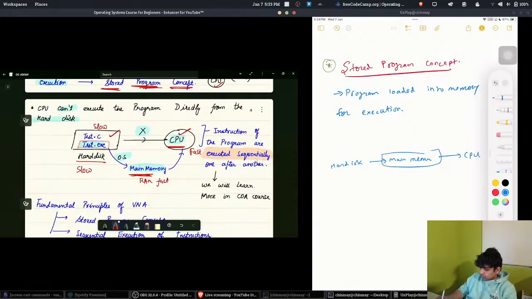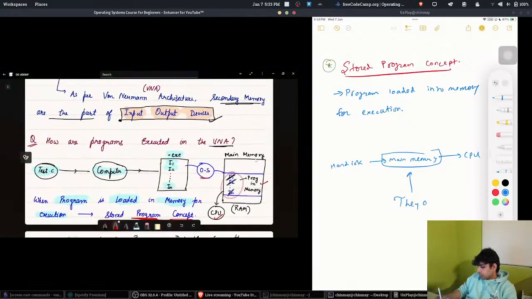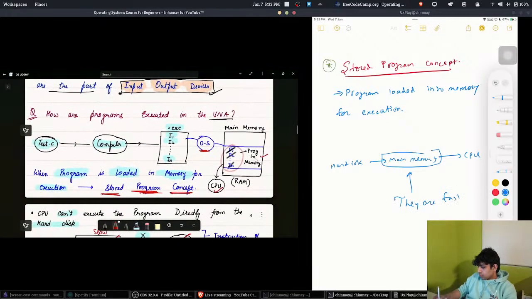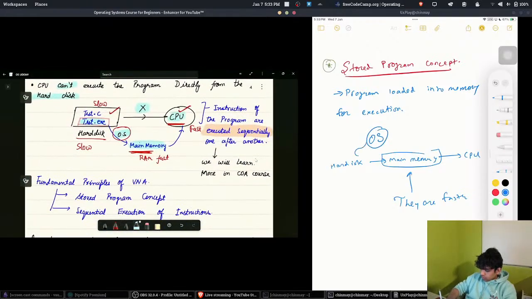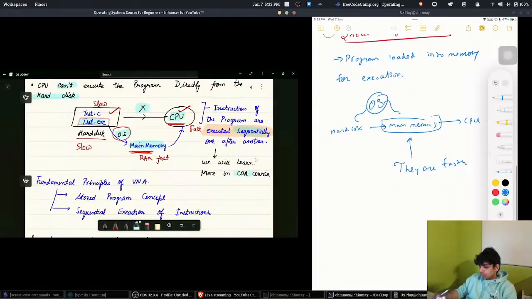Okay, so first the operating system needs to transfer the .exe file to main memory, which I have shown here, and then the CPU loads the program from main memory to itself and does sequential execution of the instructions. So the instructions of the program are executed sequentially one after another. That we will learn more about in the computer organization architecture course.